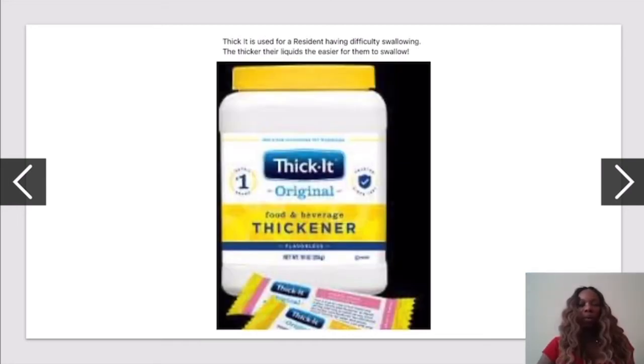Thickener is used for a resident having difficulty swallowing. The thicker the liquid, the easier for them to swallow. You'll see thickener being used with residents that have had a stroke or any disease process that has compromised their ability to swallow.